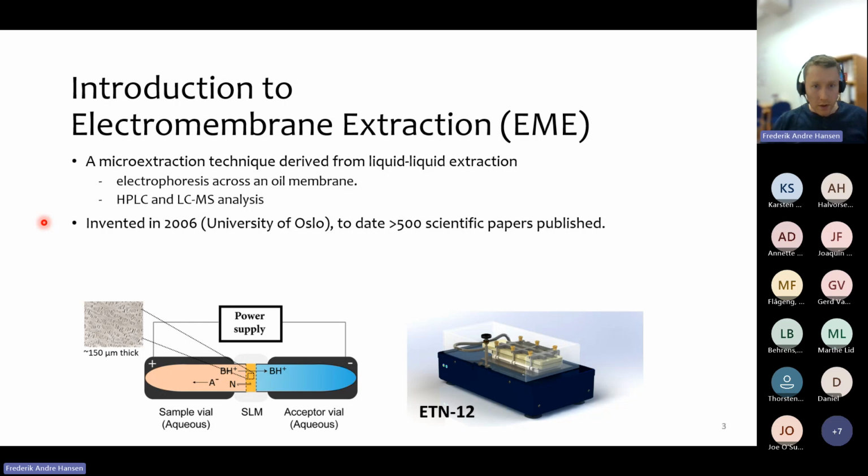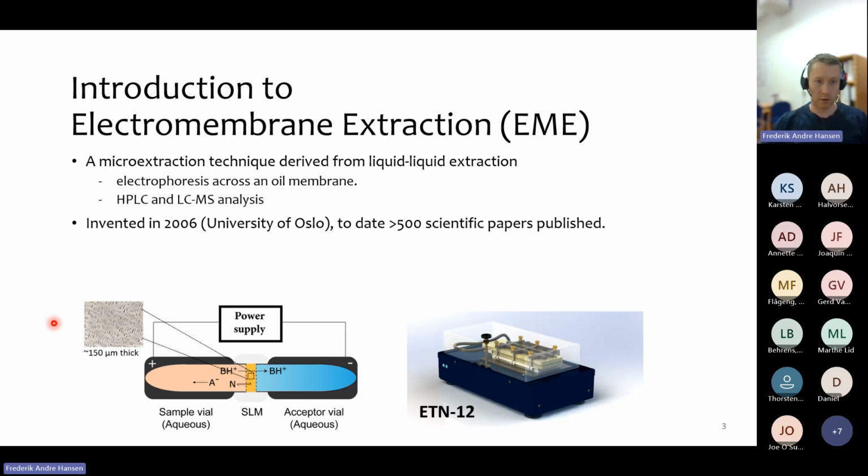In brief, EME is performed by taking a porous polymer membrane. This is the one we can see here, which essentially is just a piece of plastic with a lot of holes in it. It is quite thin, approximately 150 micrometers thick. In this piece of plastic, we take a droplet of organic solvent and immobilize it in the pores. The solvent sits with very strong capillary forces, so it's very stable in these pores.